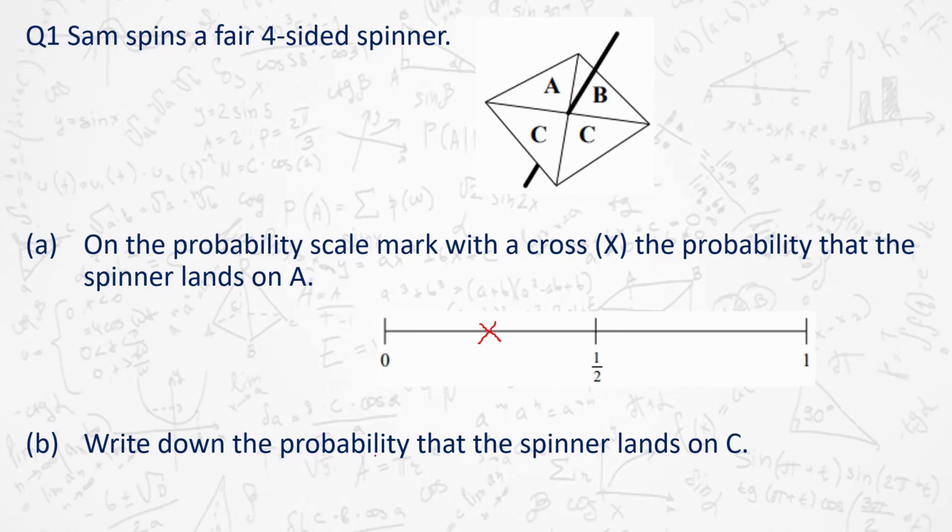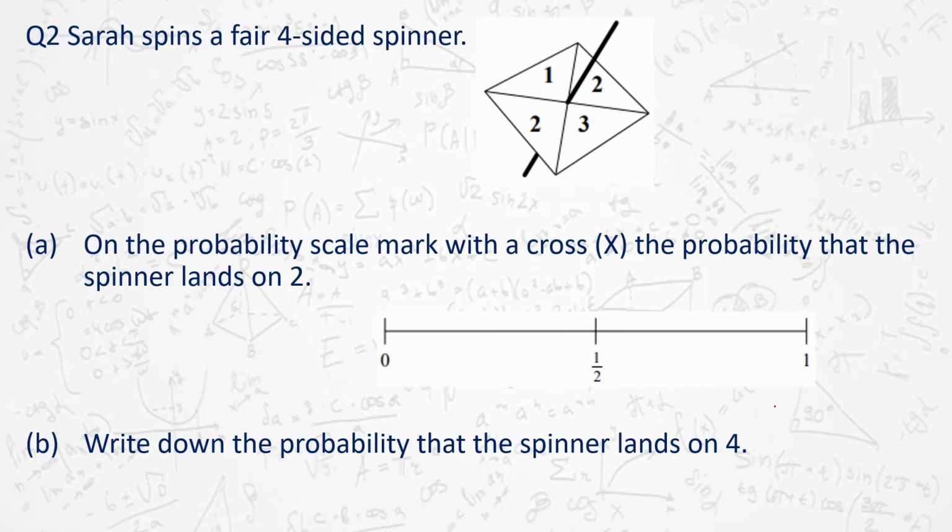B. Write down the probability that the spinner lands on C. Because there are 2 C's, the probability is 2 out of 4. Simplify that fraction, we have 1/2, which is half. This is our question 1.